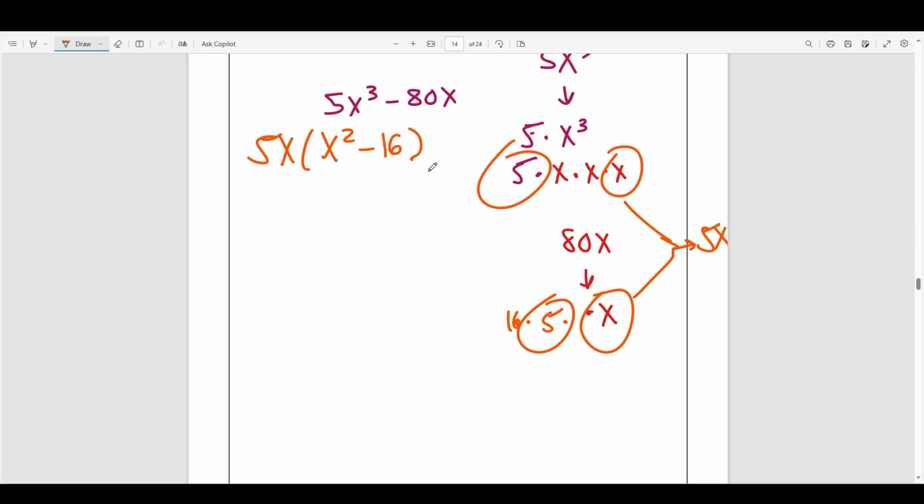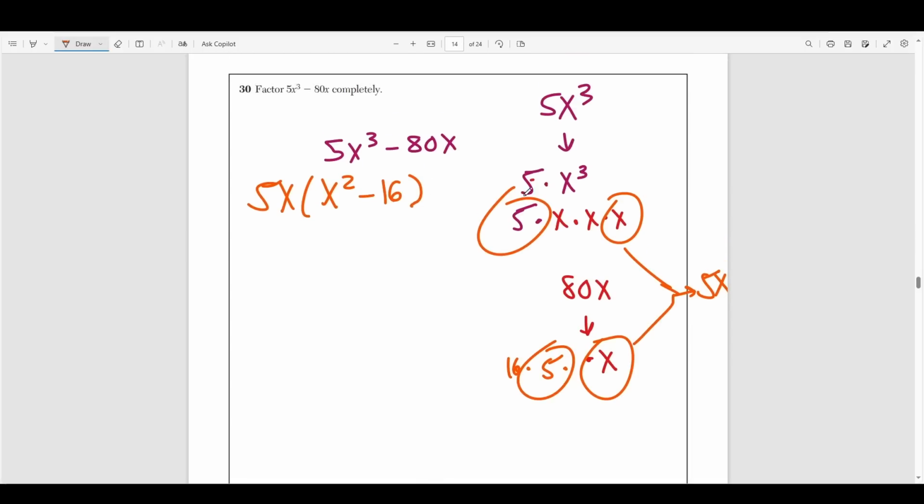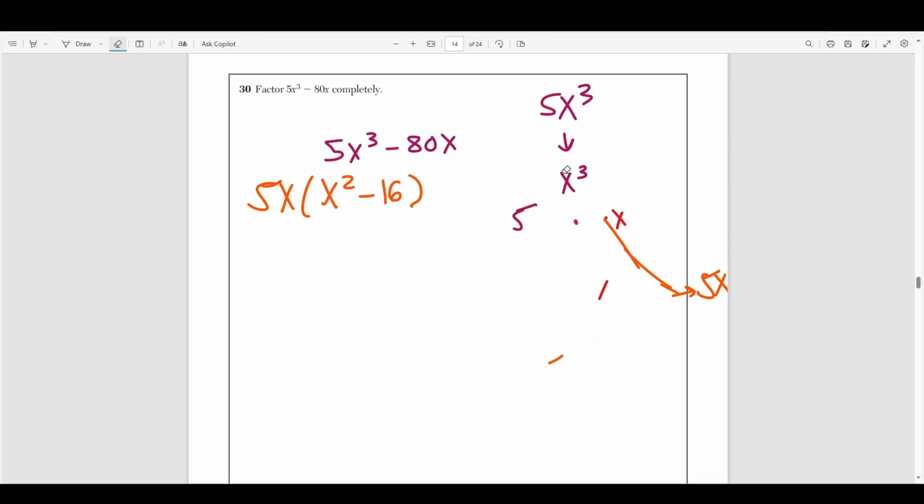Okay? So if you're unsure on what term to take out, I always like to break them apart into their simplest forms, right? So I broke this down into its simplest form, this down into the simplest form, and now I can actually see what I can take away. So I see the number I take away, which is 5, and I just slap it onto however many x's I take away, which in this case is 1. Okay, so now that I've factored out that 5x, I'm left with x squared minus 16.